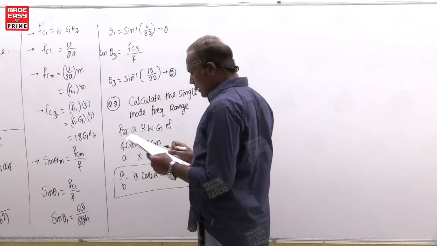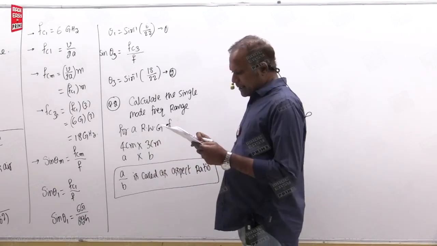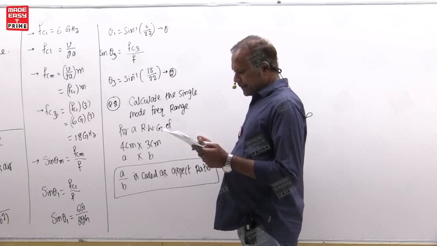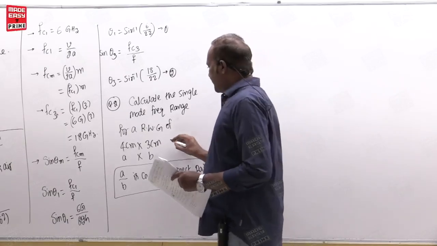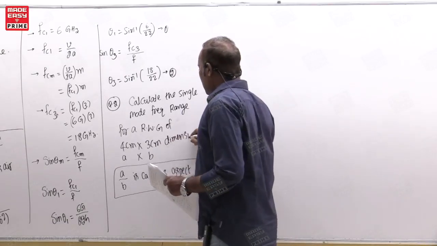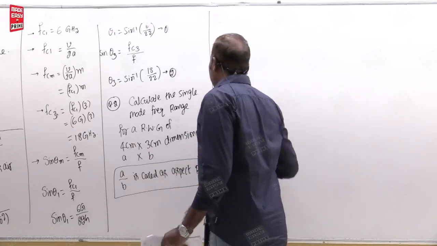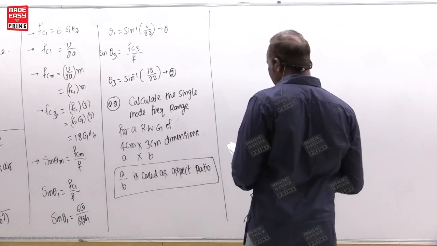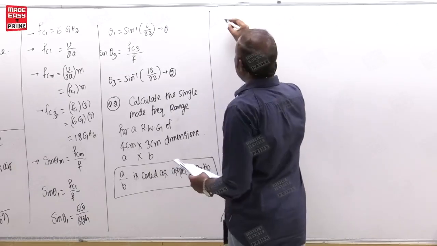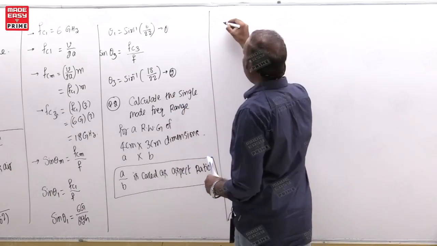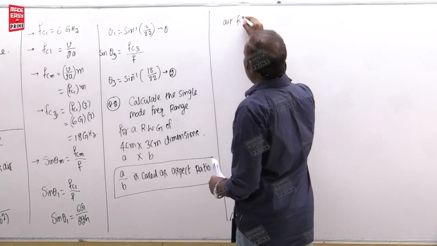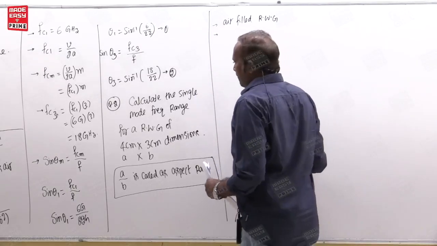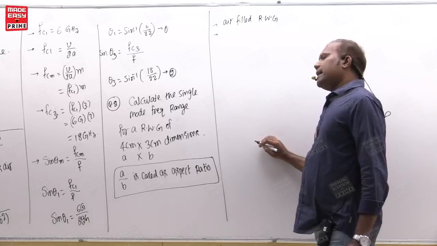Calculate the single mode frequency range for a rectangular waveguide of 4 by 3 dimensions, right? This is the question. So have you seen what is the waveguide? It is not given anything, means it is air filled. So nothing is given, air filled you have to take. So air filled rectangular waveguide. Next. Actually in the waveguides, nothing is given means air filled you have to take.